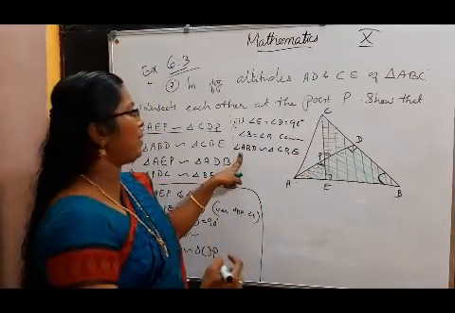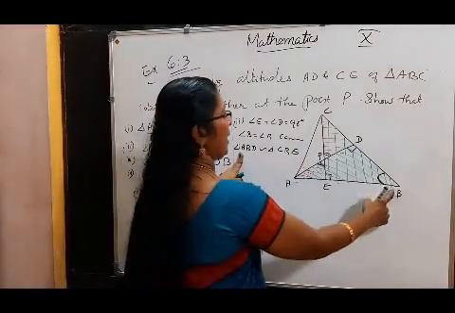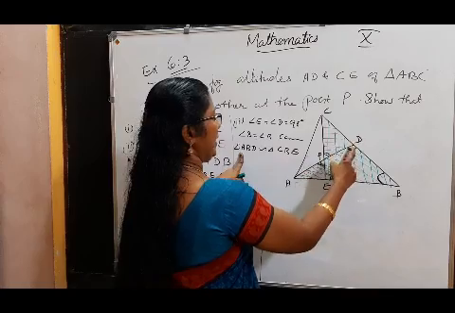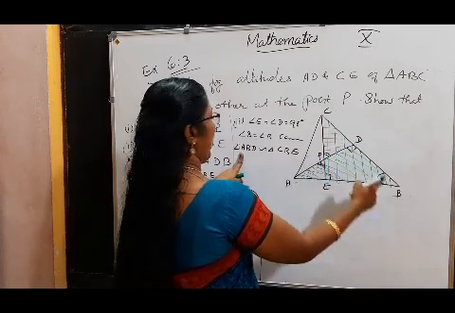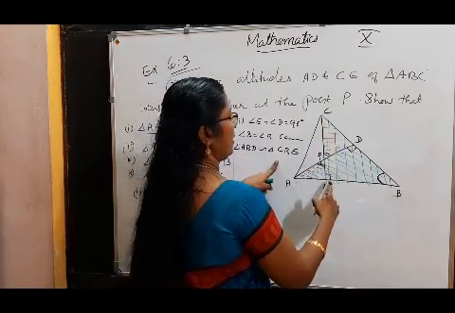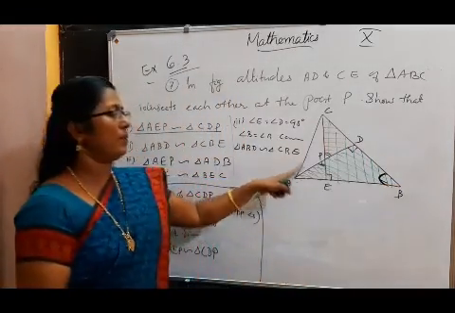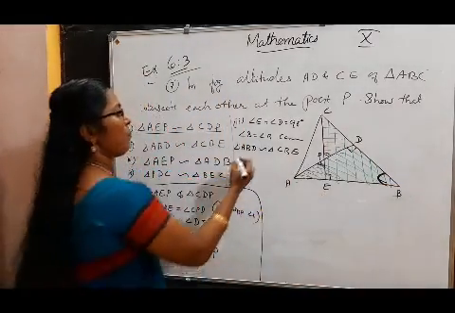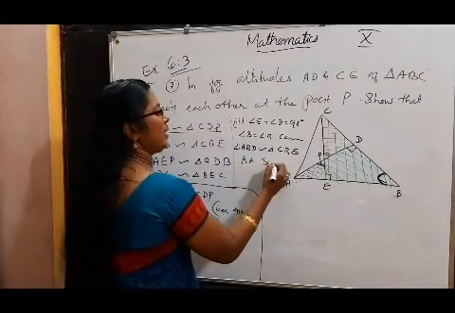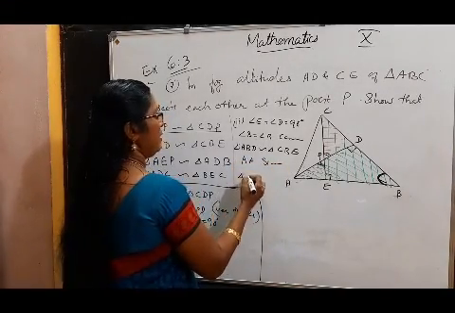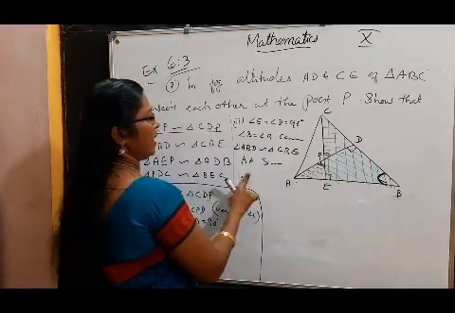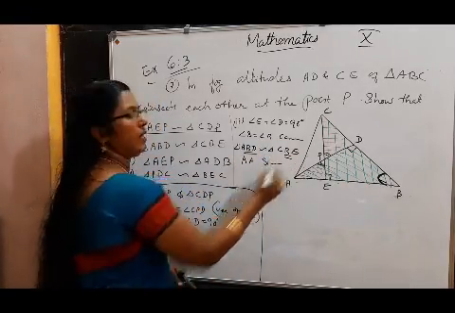In triangle ABD, angle D is 90 degrees, and in the two triangles, angle B is common and angle E of CBE is also 90 degrees. By AA similarity criterion, triangle ABD is similar to triangle CBE.